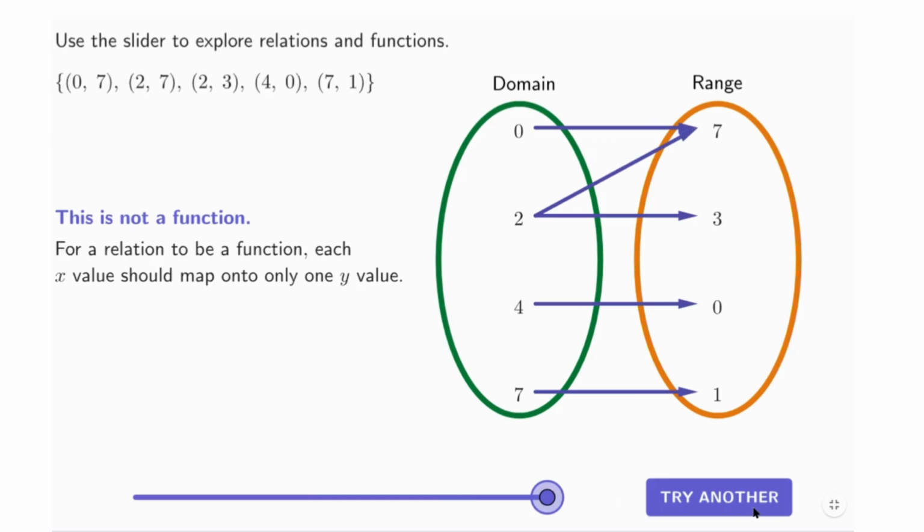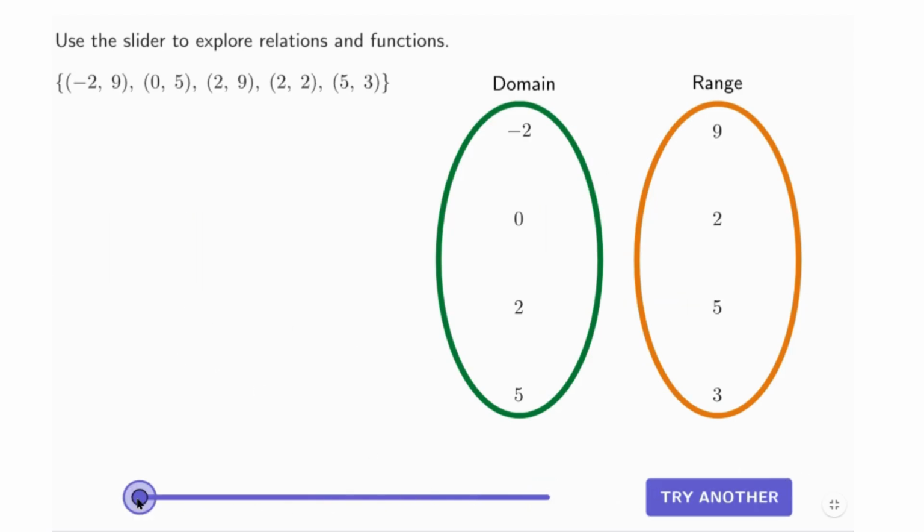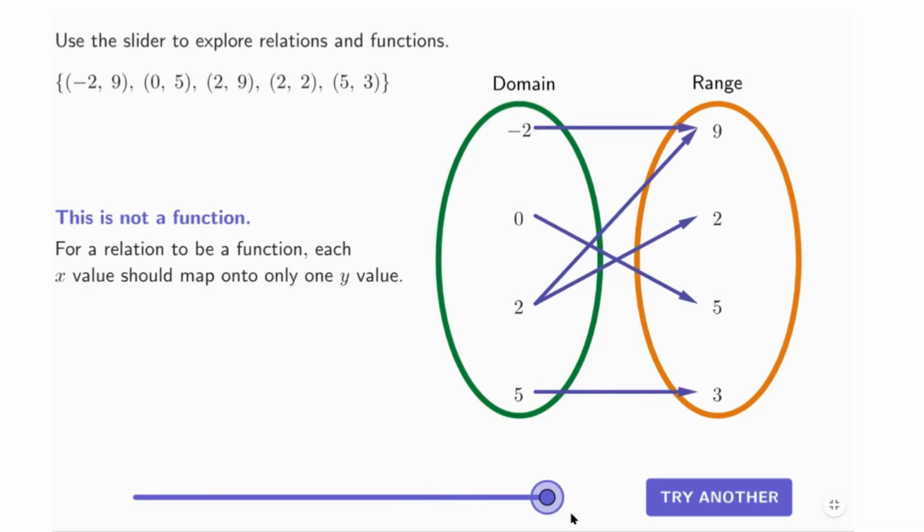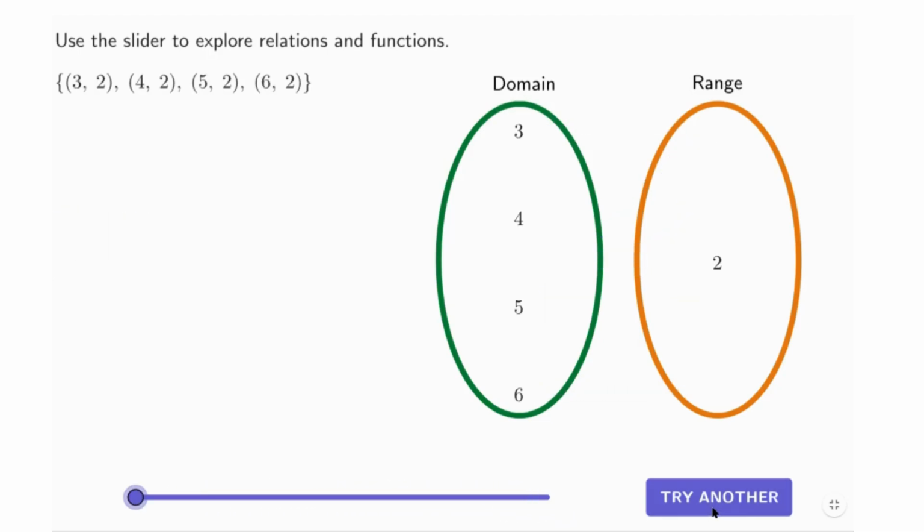Let's start by reviewing a few essential terms. Relation: a pairing between a set of inputs and outputs. Function: a special type of relation where each input is connected to exactly one output.